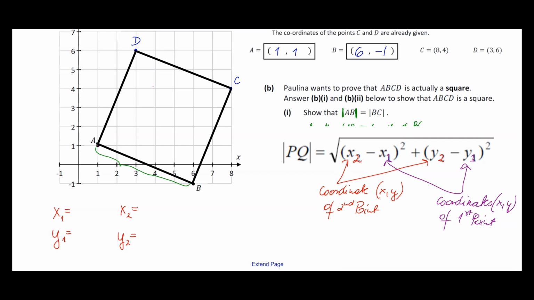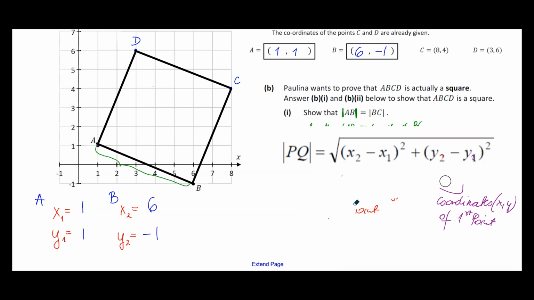So in this case, since we are looking at length AB, let's say that point A is the first point and point B is the second point. So coordinates of A are 1 and 1, and coordinates of B are 6 and -1. Now we're going to replace those letters with numbers.